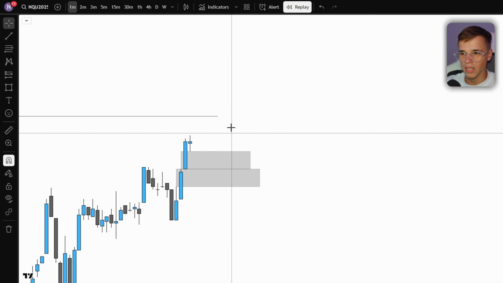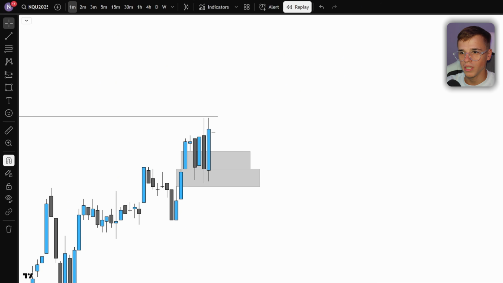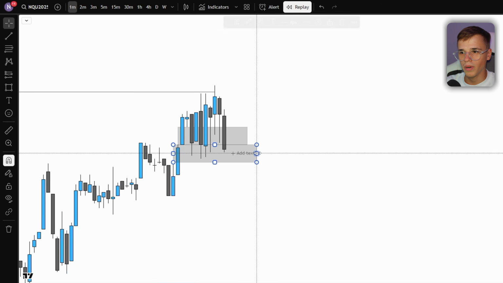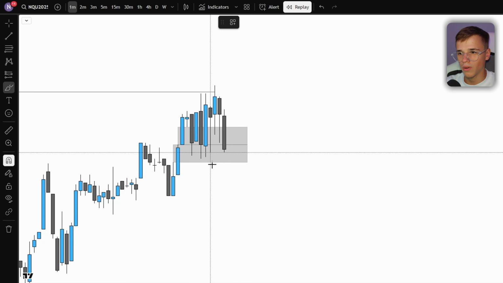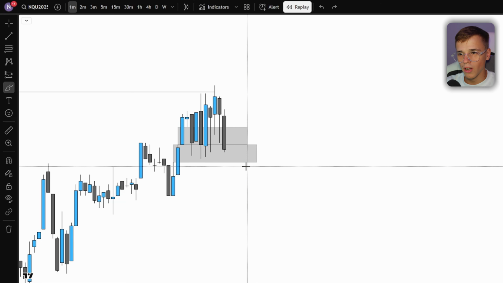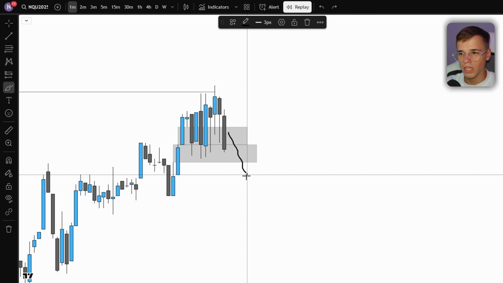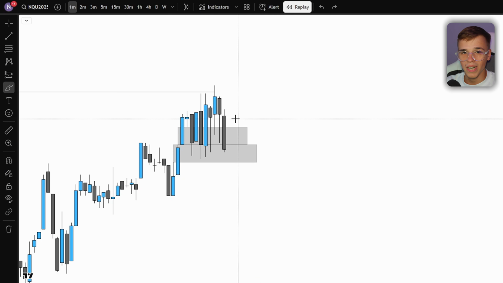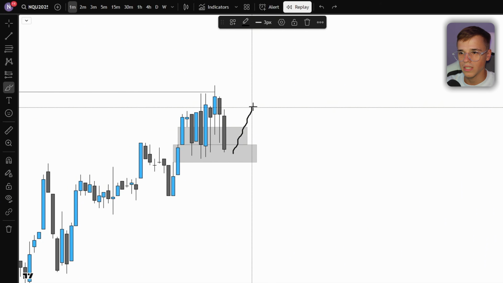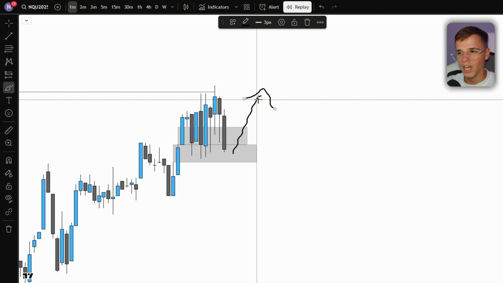What we are looking for is, after the sweep of this high up here, we want to see the market close below these fair value gaps. And why do I want to see closure below these fair value gaps down here? Because if the market closes down here below these fair value gaps, that means that the market actually wants to reverse to the downside, because the market is no longer supporting these kind of supports towards the upside, I would say.